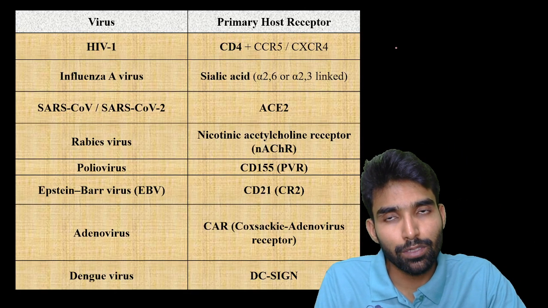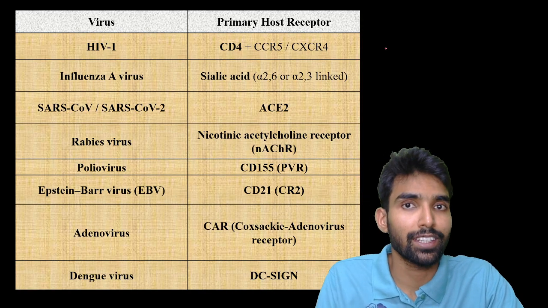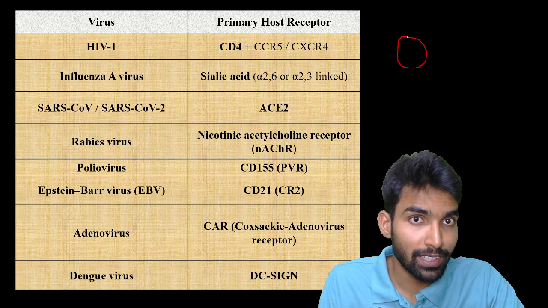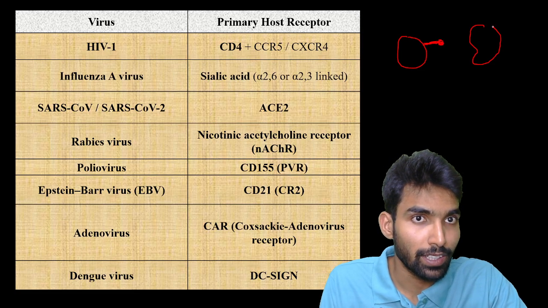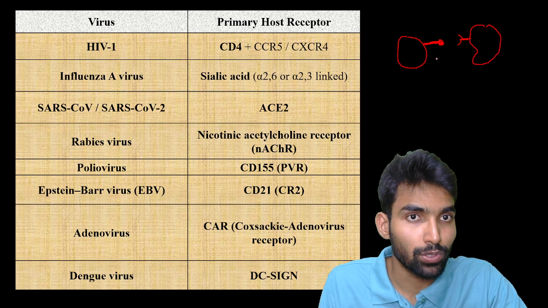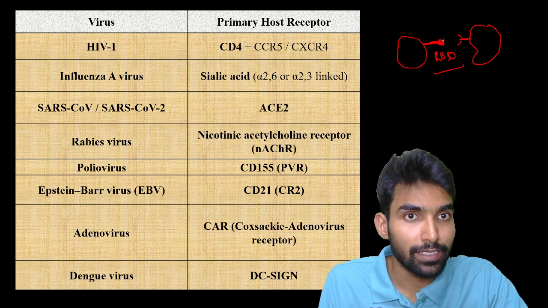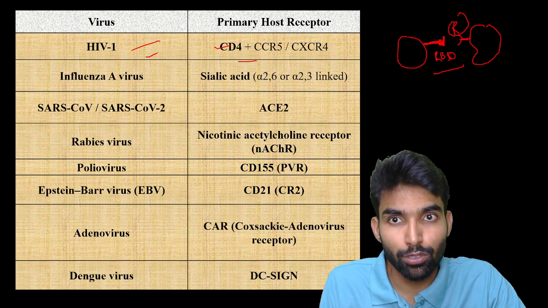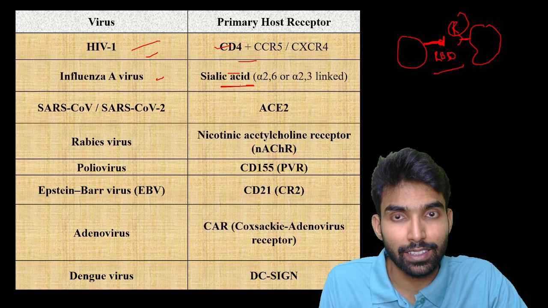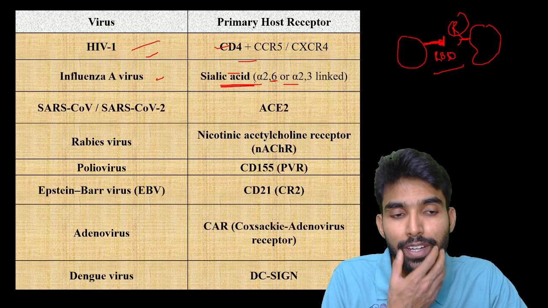Next, from the exam point of view, I have listed here some of the viruses and their host receptors, because the virus has some envelope, let's say glycoprotein, and this is the host cell, right? It has some receptor. So this is the receptor binding site, RBS, or receptor binding domain, RBD. There is some, and this is the receptor. So for HIV, the well-known receptor is CD4, right? For influenza virus A, the receptor is sialic acid. It can be alpha 2,6 or alpha 2,3 depending on human and avian.